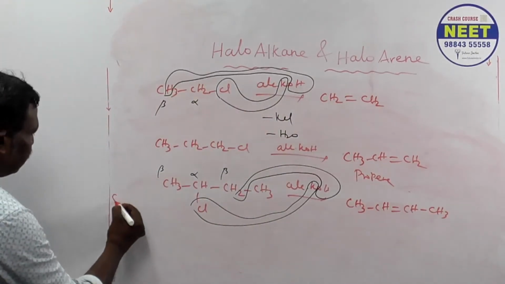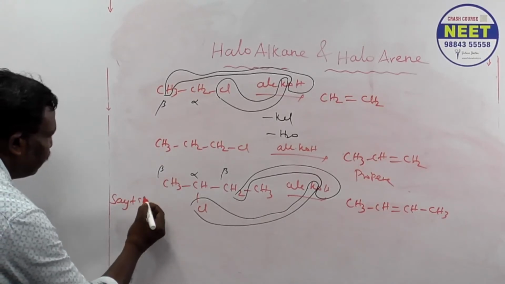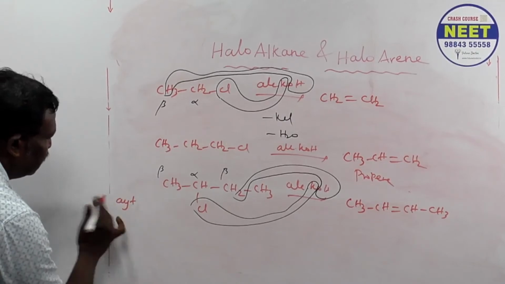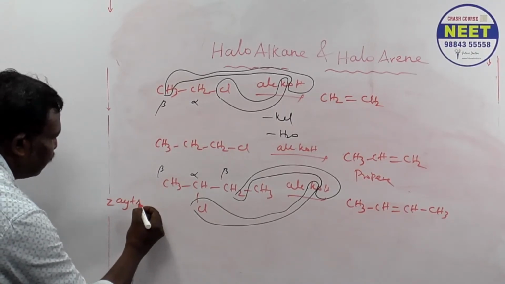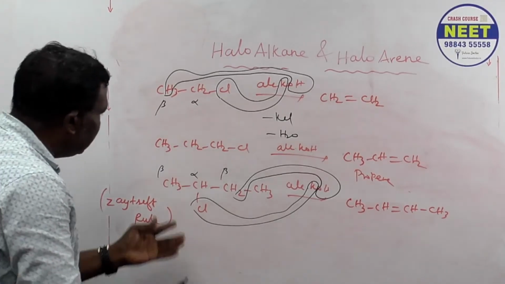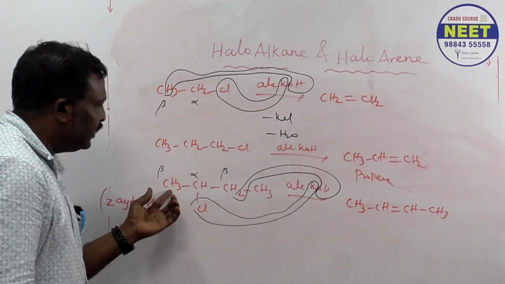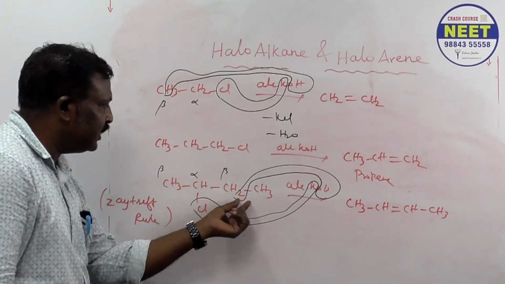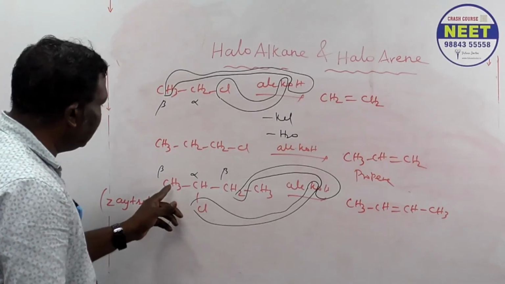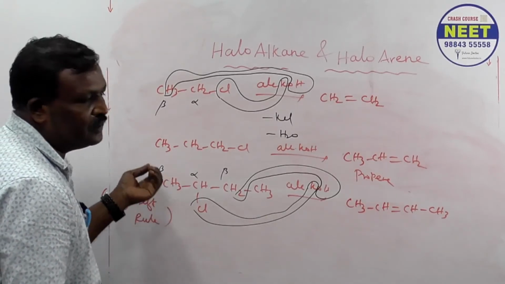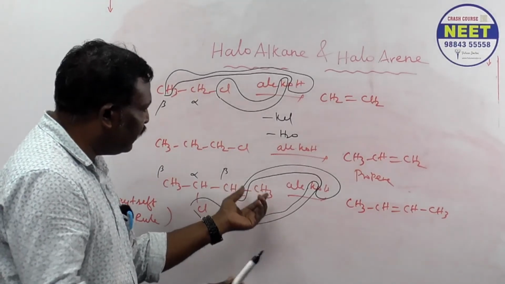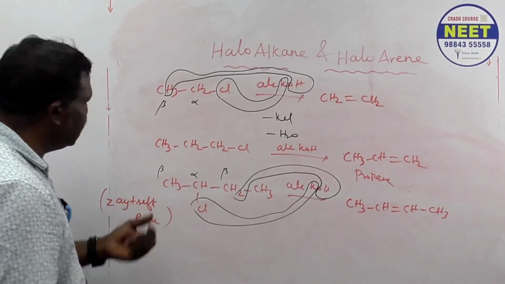This principle is called Saytzeff rule. Okay, sometimes Z. Saytzeff rule. Okay. See, this beta also we can take. But if you take this beta hydrogen, then only we are getting the stable alkene. If you take the other beta hydrogen, we are getting an unstable alkene. Okay. We want to get only the stable product, no? That rule is called Saytzeff rule.